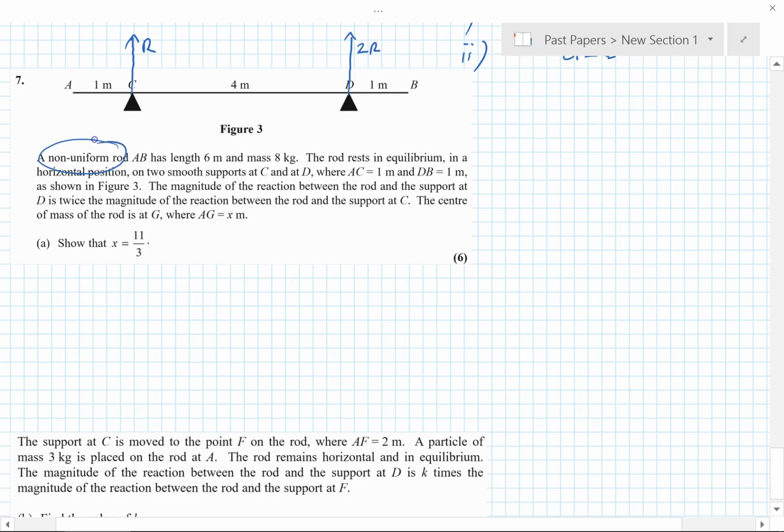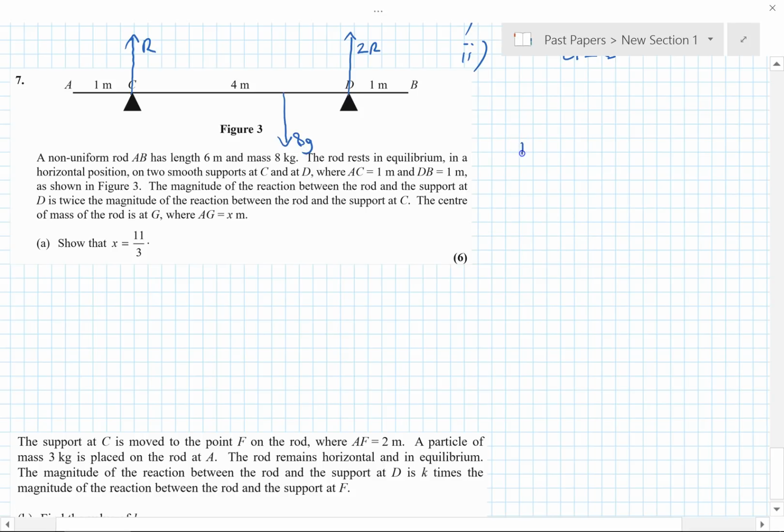The key thing here, which doesn't come up that often, is that it's a non-uniform rod, so the centre of mass is some distance x along here. Okay, and the weight is 8g.